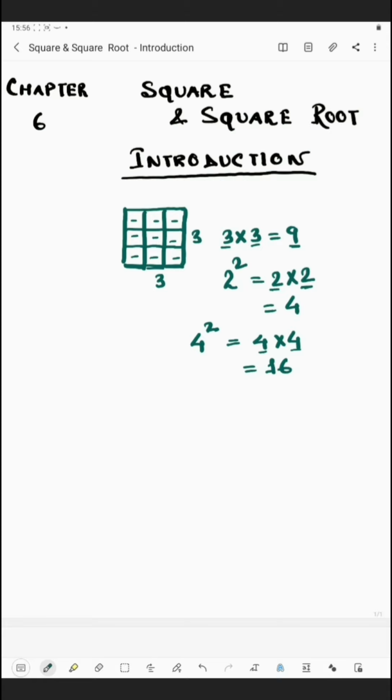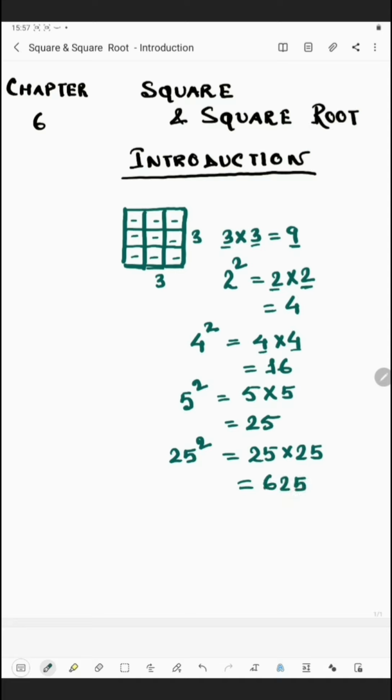Okay. Now if you want to find the square of 5, then it can be written as 5 square, represented as 5 raised to the power 2, that means it can be written as 5 multiplied by 5, which is 25. Similarly, if you want to find the square of 25, then it will be written as 25 multiplied by 25, which is 625. So here we can get any square number by multiplying the same number. So square means we will just multiply the number by itself to get the square number.